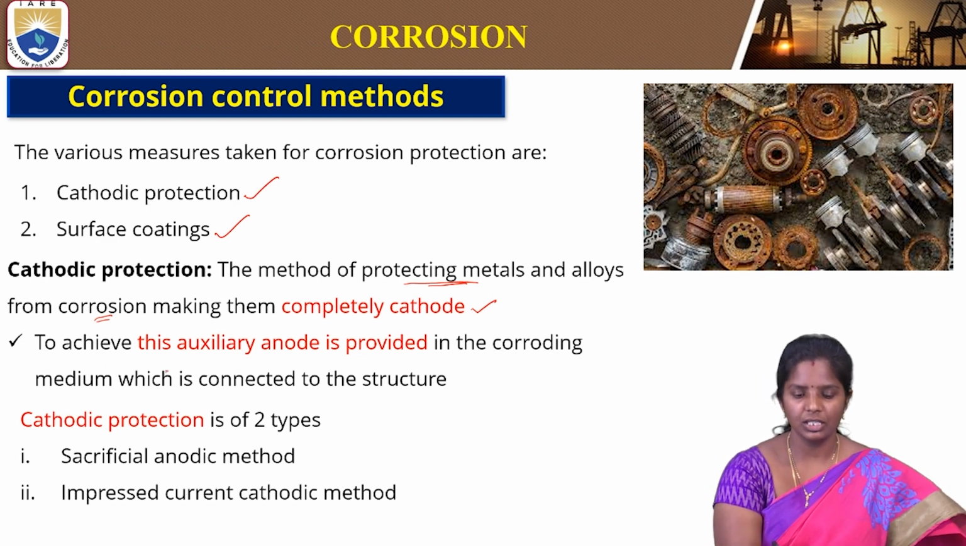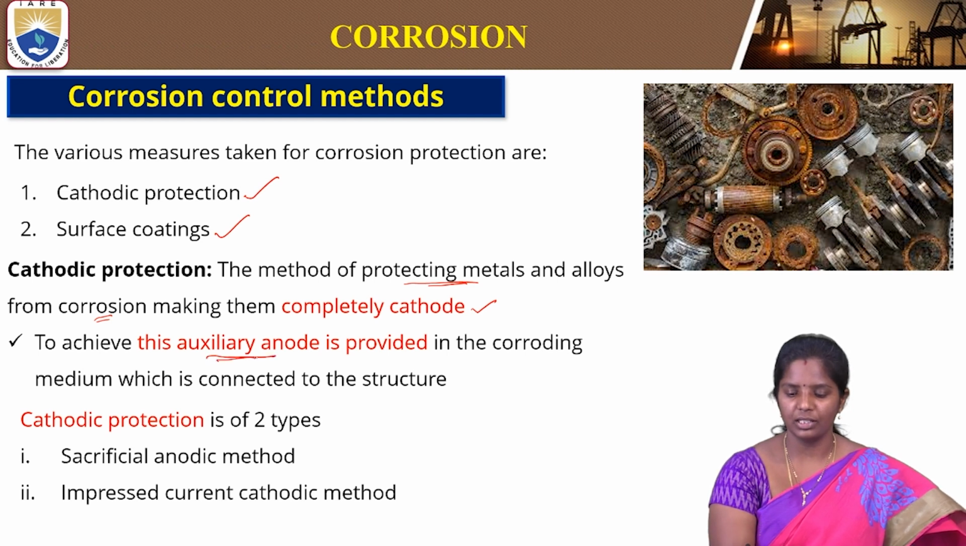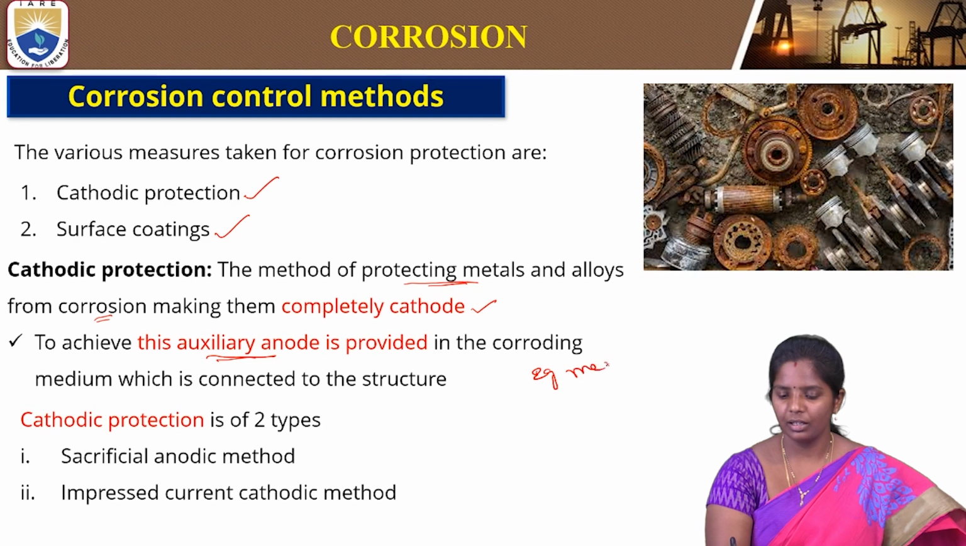To achieve this, an auxiliary anode is provided in the corroding medium. For example, if the medium is a solvent like water, or sand, or something else like landfills, then what happens?